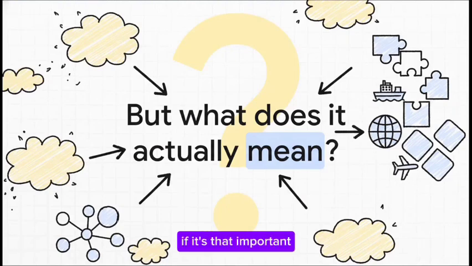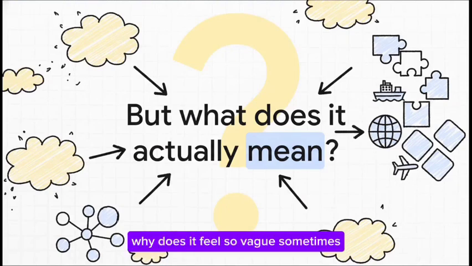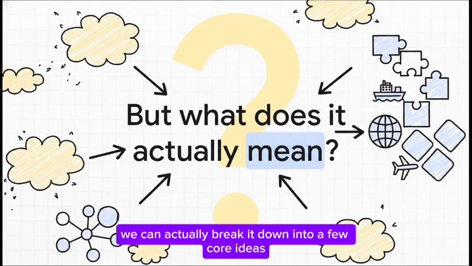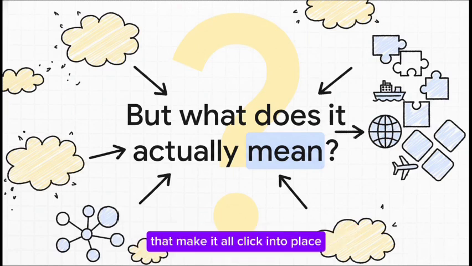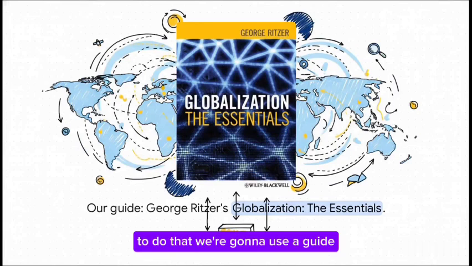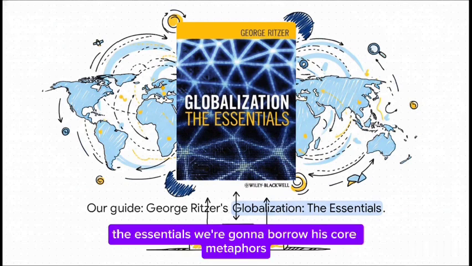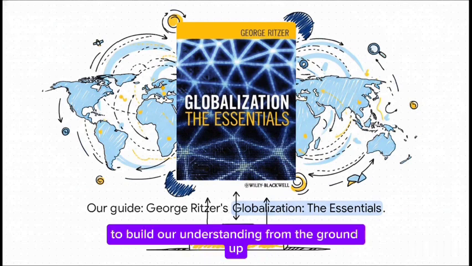So, okay, if it's that important, why does it feel so vague sometimes? Well, the good news is it doesn't have to be. We can actually break it down into a few core ideas that make it all click into place. To do that, we're going to use a guide. Our roadmap comes from sociologist George Ritzer's fantastic book, Globalization: The Essentials. We're going to borrow his core metaphors to build our understanding from the ground up.